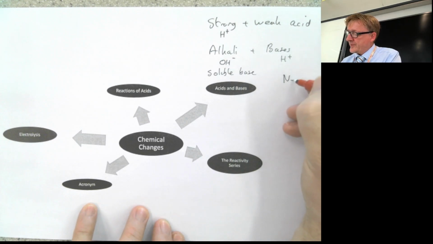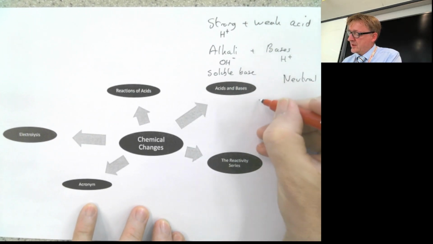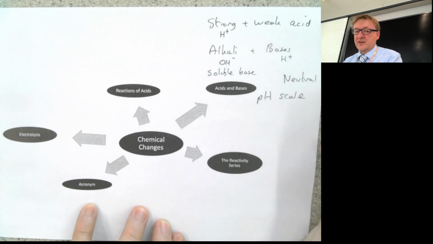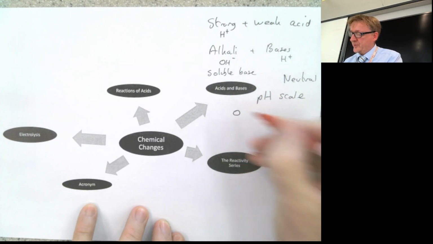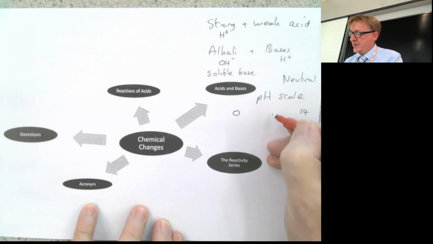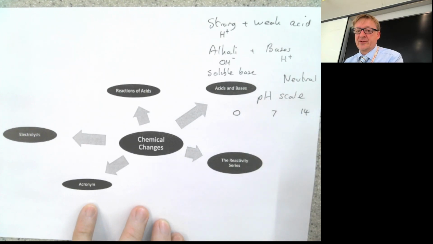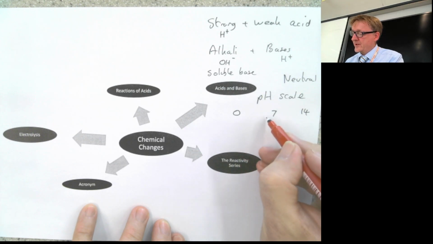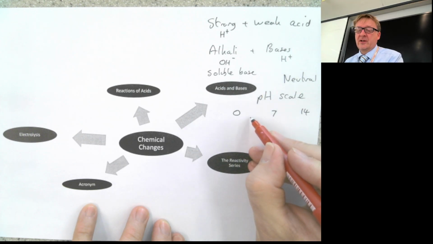You need to know about neutral, and you also need to know about the pH scale. The pH scale goes from pH 0 up to pH 14, and 7 is neutral in the middle. Every single time it goes from 7 to 6 to 5 to 4, it's 10 times more H plus ions.